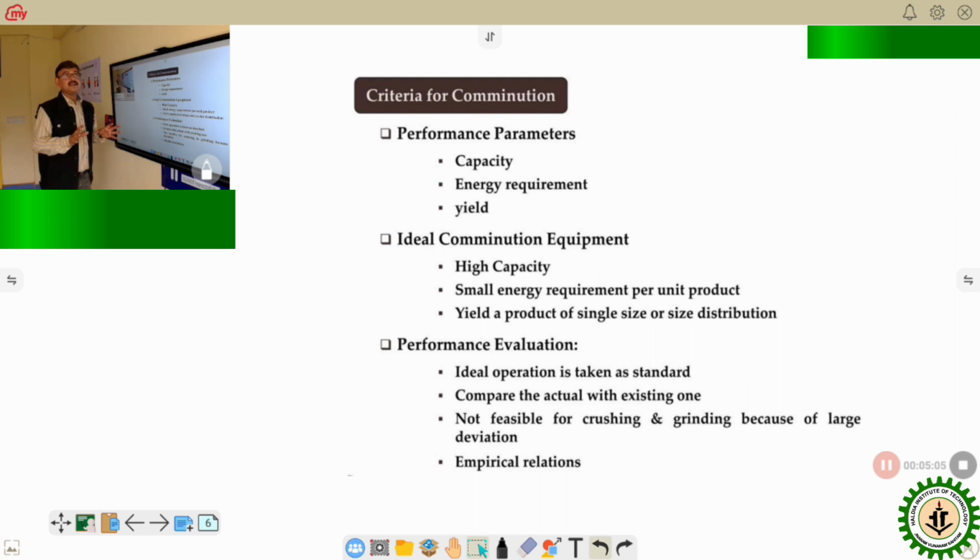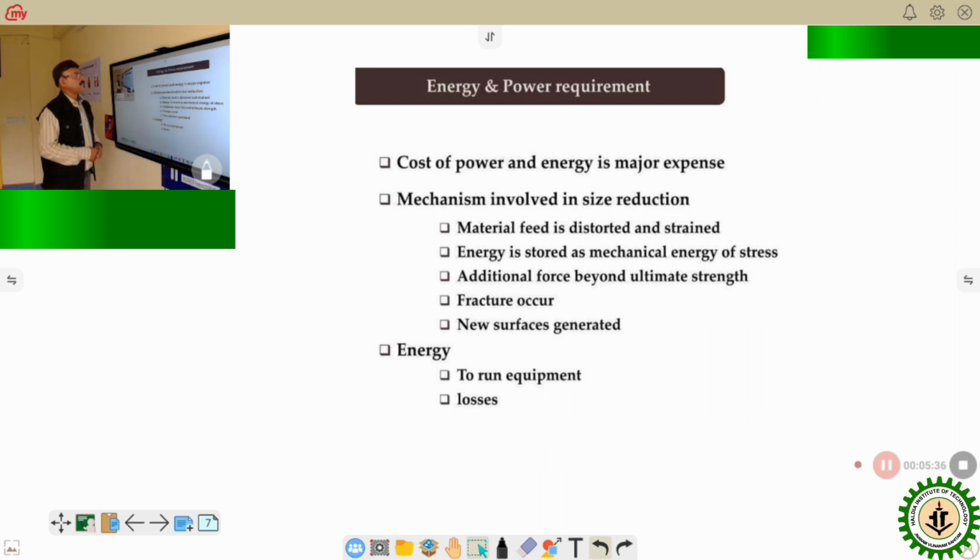Energy is the main parameter here. In every size reduction operation, high energy input is required, of which only a small portion is utilized for size reduction, and the major portion of the input energy is used to overcome friction. That is the truth actually. That's why size reduction operation is highly energy intensive, because the cost of power and energy is a major expense, and you have to find a suitable mechanism.